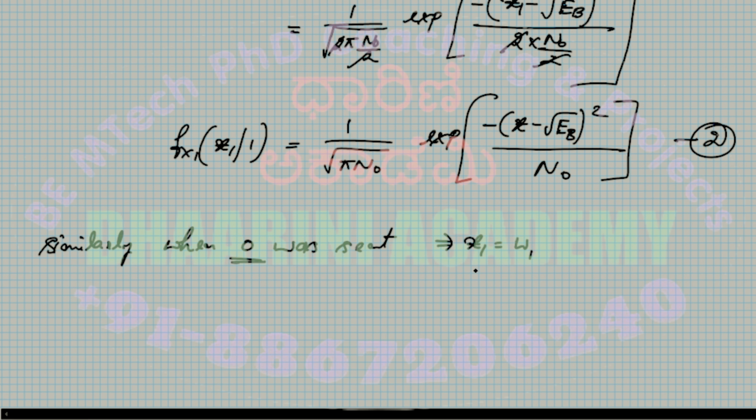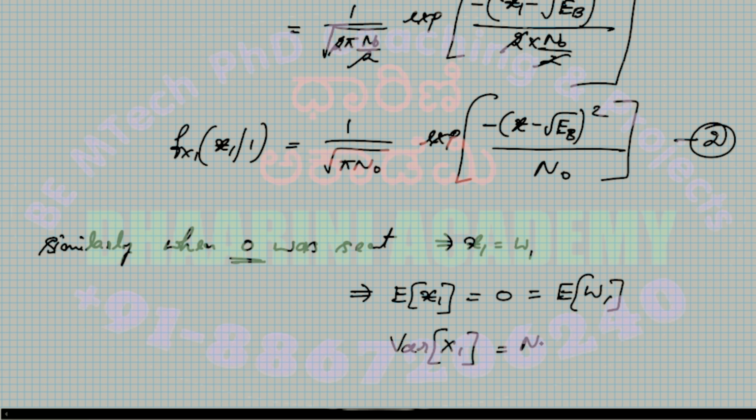Let's try to write the expectation now. The expected value of x1 becomes equal to 0 because it is noise, so this is equal to the expected value of w1. Therefore the variance of x1 in this case becomes equal to n0 by 2.